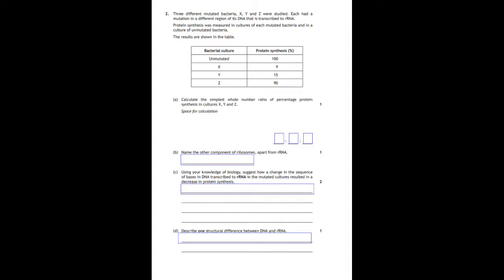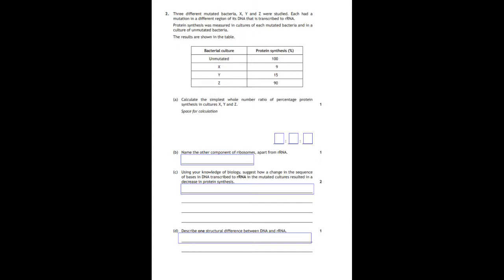Name the other component of ribosomes apart from RNA. This is one of those things. Like at National 5, you had to know that the cell membrane was phospholipids and proteins, but you didn't need to know anything else. RNA and protein is what makes the ribosome. You don't need to know anything else about rRNA. So rRNA and protein, so the answer is protein.